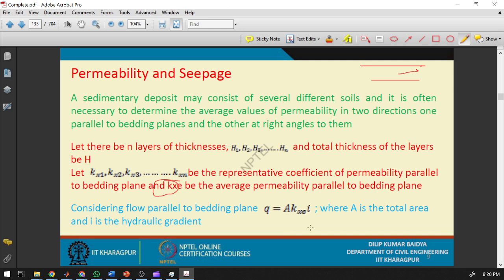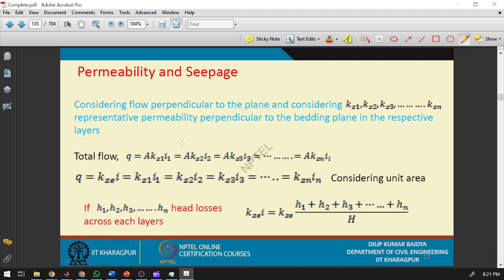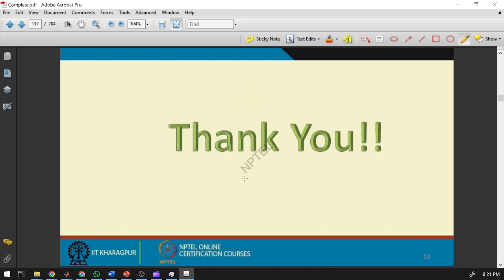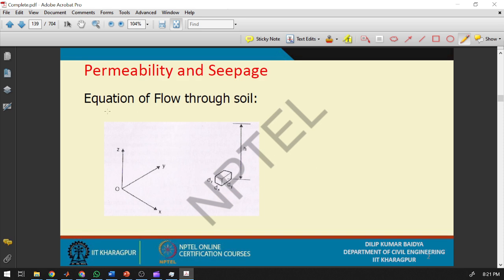Considering flow parallel to a bedding plane, we can take it as average, where A is the total area. Okay, but total flow is equal to flow through each layer. Based on this, we take equilibrium, and based on this we calculate the horizontal and vertical permeability. Okay, I hope I'm not running too fast, but let's move on.